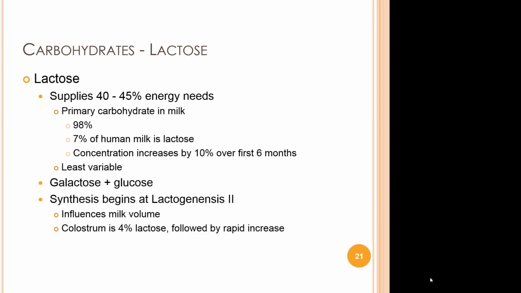Lactose is a disaccharide, meaning 2 monosaccharide sugars are linked together, and those 2 monosaccharides are galactose and glucose, and those are synthesized in the breast. The synthesis of lactose begins at lactogenesis 2, about 30 to 40 hours postpartum. The increase in lactose secreted in the cell draws water by osmosis and affects milk volume.